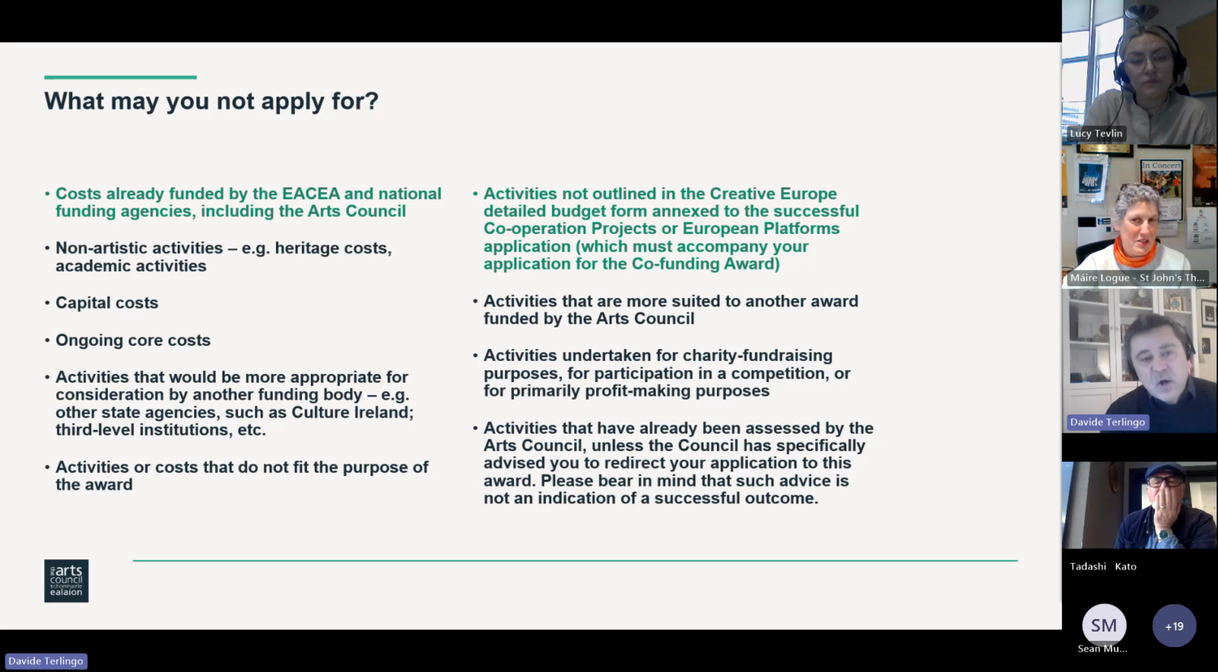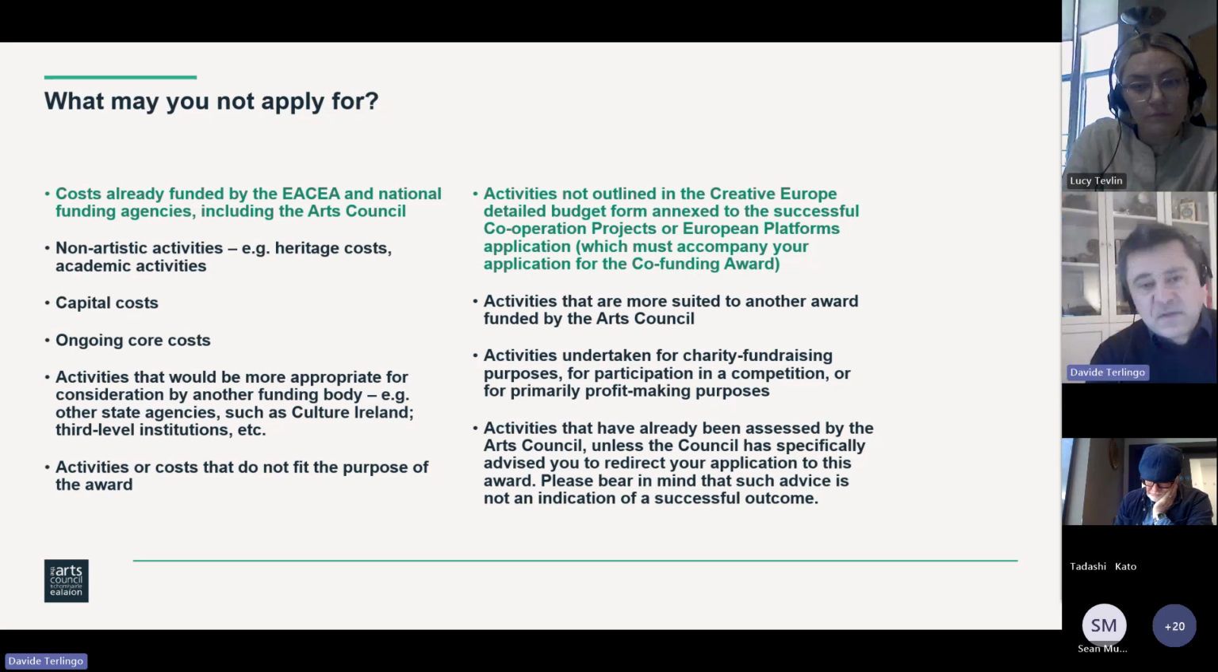Other points, as I say, are very common across our funding programs because they're just things we don't usually support. We don't support non-artistic activities, heritage costs, or academic activities. We do not support capital costs. This is not to support the ongoing core costs of the organization. We don't support activities that would be more appropriate for other funding bodies, such as Culture Ireland, particularly the touring and dissemination of work abroad. Activities that of course don't fit the purpose of the award.